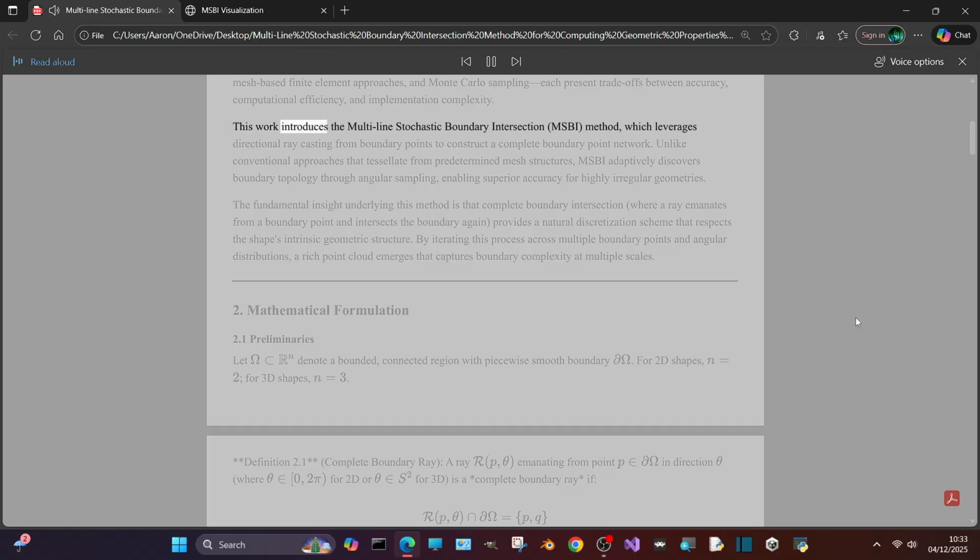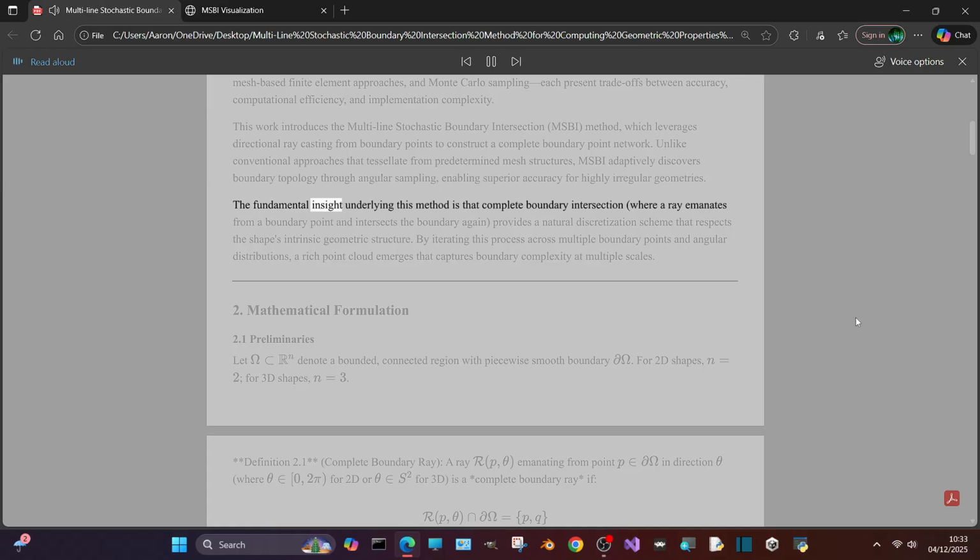This work introduces the multiline stochastic boundary intersection (MSBI) method, which leverages directional ray casting from boundary points to construct a complete boundary point network. Unlike conventional approaches that tessellate from predetermined mesh structures, MSBI adaptively discovers boundary topology through angular sampling, enabling superior accuracy for highly irregular geometries.